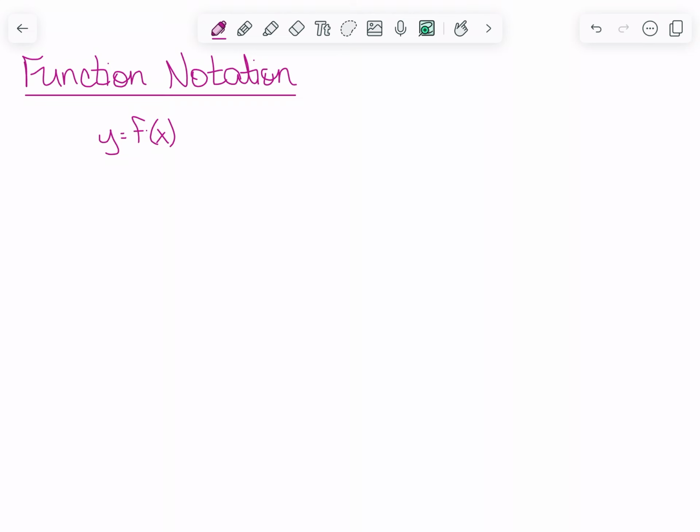Oftentimes, we omit the y equal to and we just write f of x. And that's to say we have a function of x, and we're going to call it f. And this shorthand notation helps us abbreviate how we write and evaluate functions.